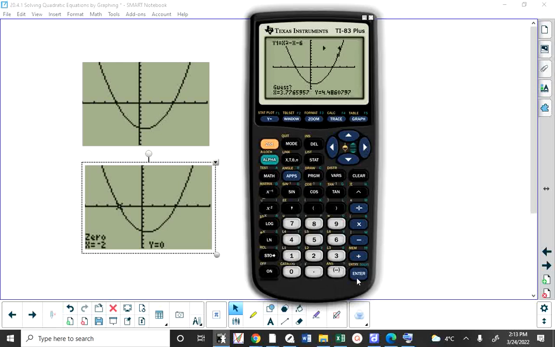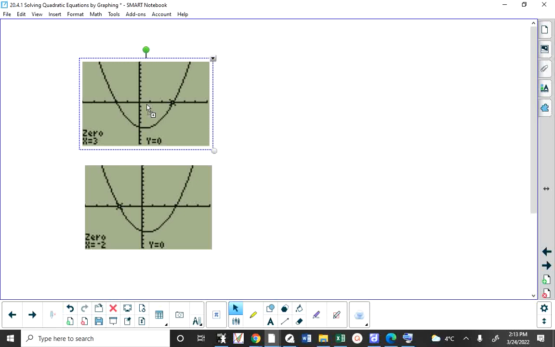And again, you don't have to scroll. You could just type in a value of x for the left or the right. And then guess. Well, we don't need to guess, but the other one is 3. You can see by looking at what's on the screen why it's called a 0, because it's what makes y 0. So the two x-intercepts are 3 and -2. We can write that in.